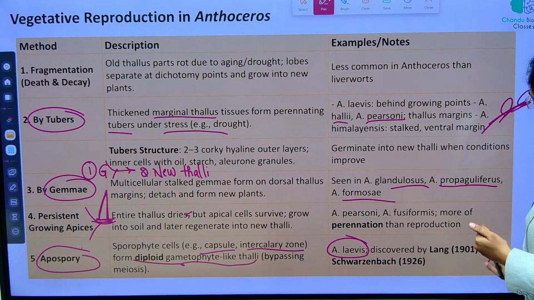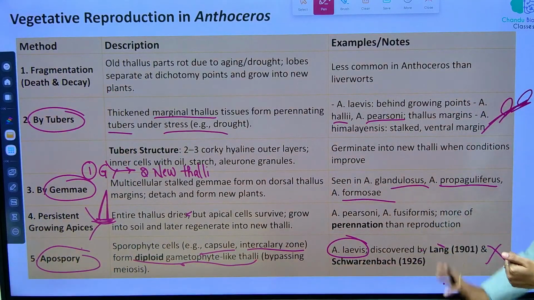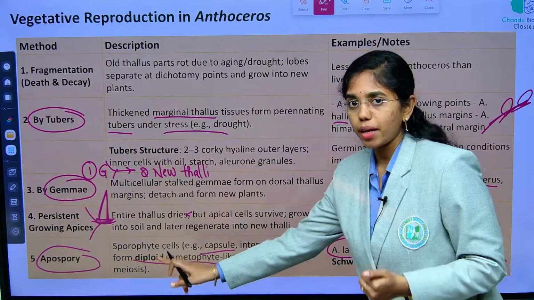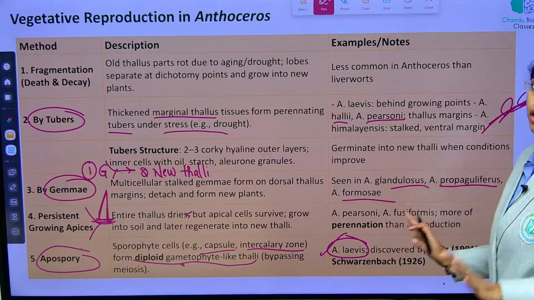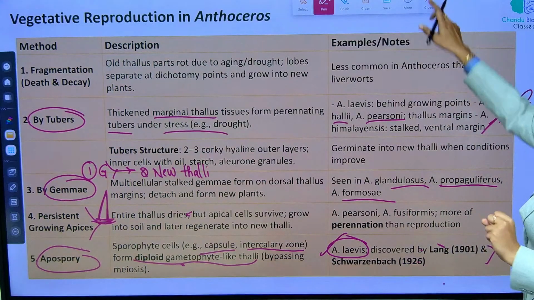Do not remember this, it is not required. Just remember in which species of Anthoceros the apospory type of vegetative reproduction is observed, that is enough. Next.